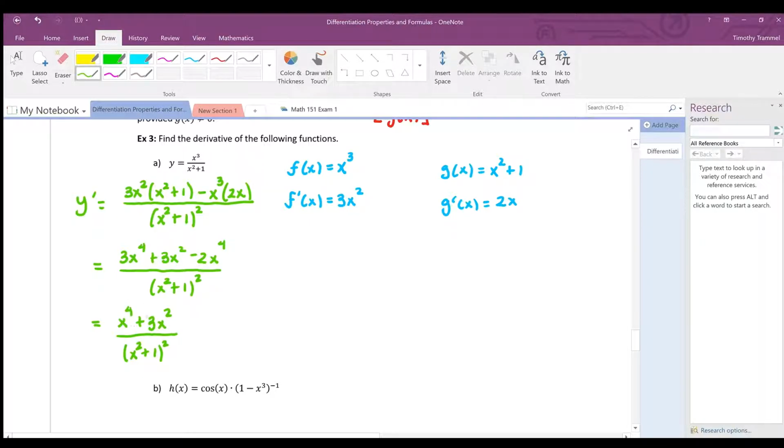And you could try to factor an x squared out of the numerator here. It's not going to leave us with anything that we can cancel with in the denominator, so I'm going to just leave it like this. But let's give another one a try.